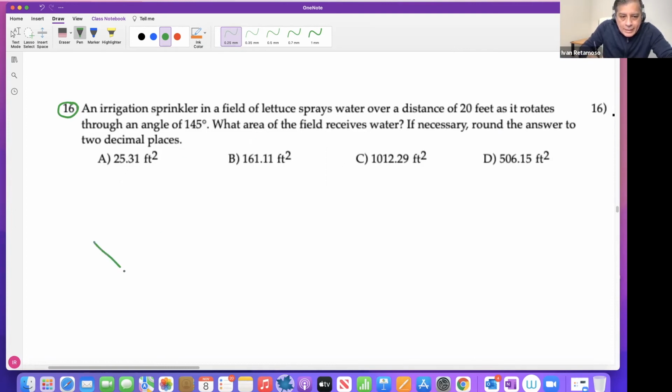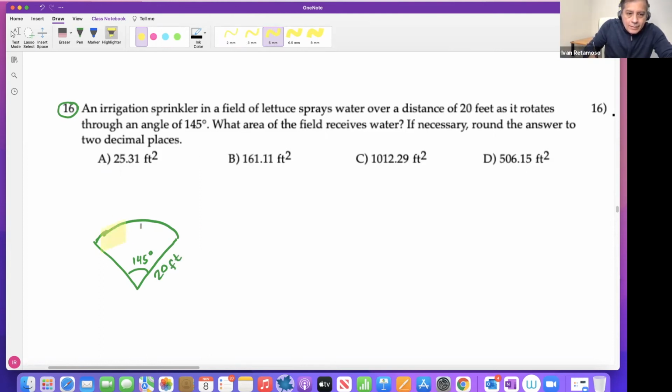All right, let me give you as a hint the graph for this problem. They're talking about a sprinkler. Let's say the sprinkler works this way, spraying water. So let's say this angle is 145 degrees. They're asking you to figure out the area. The radius is, for this sprinkler, 20 feet. What they want you to do is to figure out this area. So go ahead. Use the formula. Figure this out.